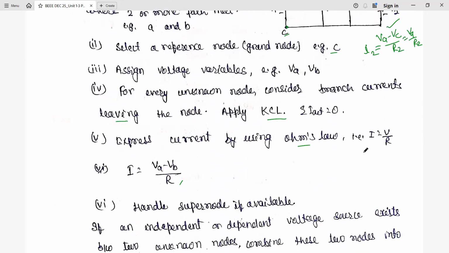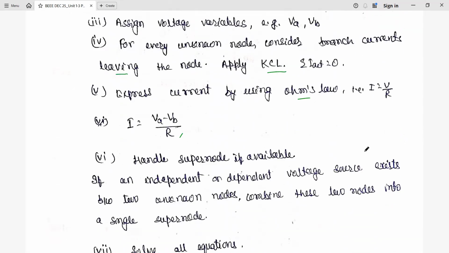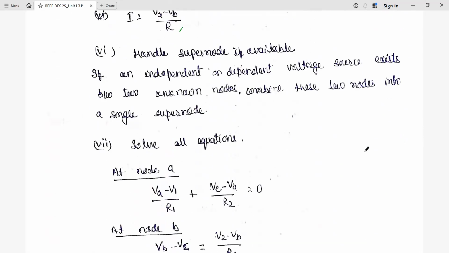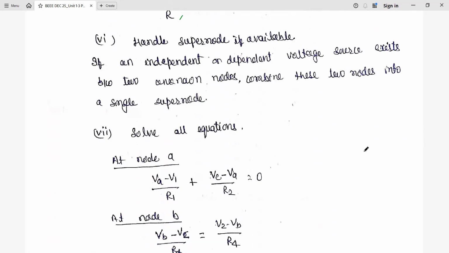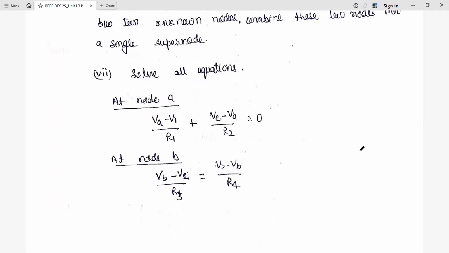So now, by expressing the current in terms of voltage and resistance, next we'll see the situation if you have any supernode. That supernode should be handled properly. If any independent or dependent voltage source exists between these two nodes, then we have to combine them as a single supernode. Next, whatever equations we got, we have to solve all the equations based upon those conditions. Okay. And once we solve the equations, we'll get the other parameters.